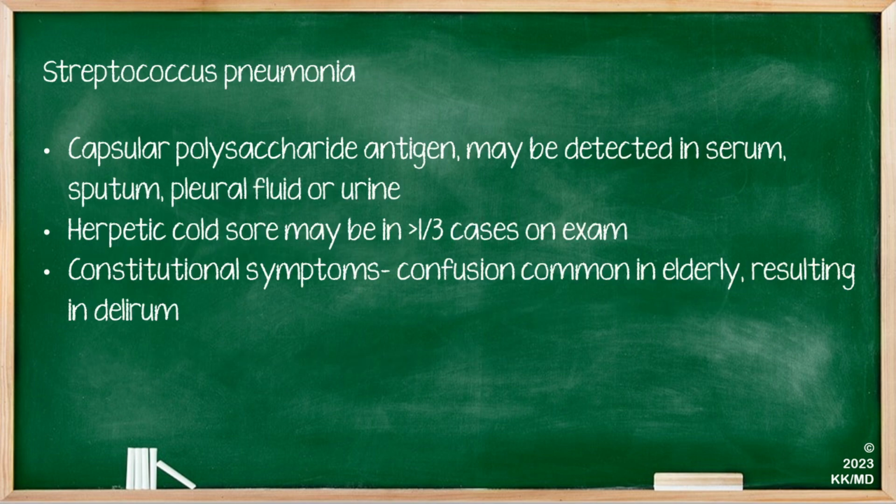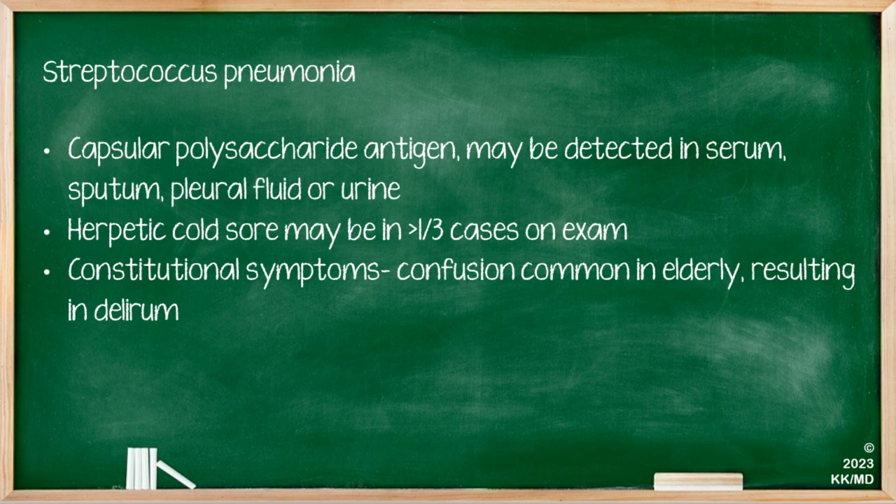So we will be talking about different types of community-acquired pneumonia based on the offending organism. The first one, which is the most common type, is Streptococcus pneumoniae, which has a capsular polysaccharide antigen which can be detected in the serum, sputum, pleural fluid, or urine. Very commonly, it could potentially be a PACES case, where you will have a patient that has a herpetic cold sore and is presenting with a case of pneumonia. And the commonest organism in those cases will be Streptococcus pneumoniae.